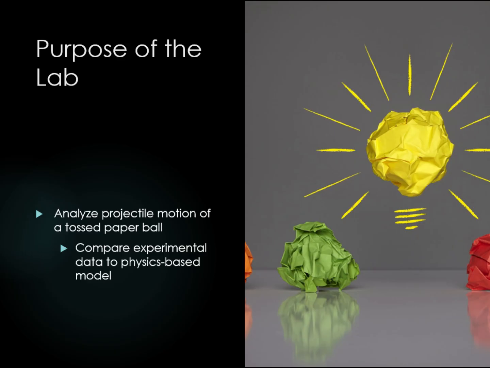In this lab, I analyzed the projectile motion of a tossed paper ball using video tracking and compared the observed motion to a physics-based model. The goal was to determine whether the motion follows the predictions of constant horizontal velocity and constant vertical acceleration due to gravity. Overall, the results showed that the horizontal velocity remains approximately constant, and the vertical motion followed a parabolic path consistent with gravitational acceleration.